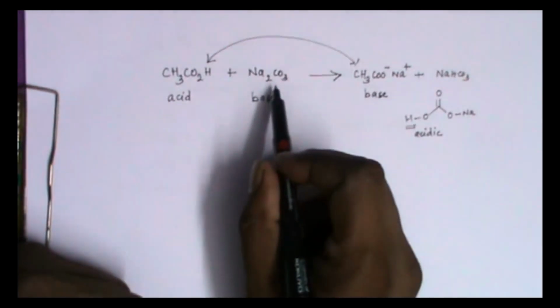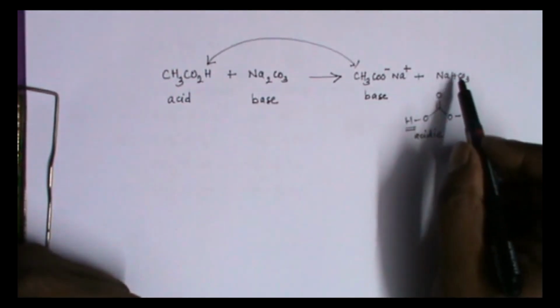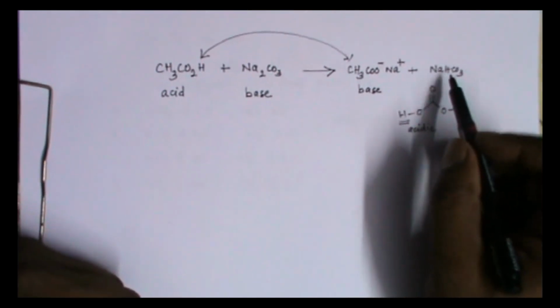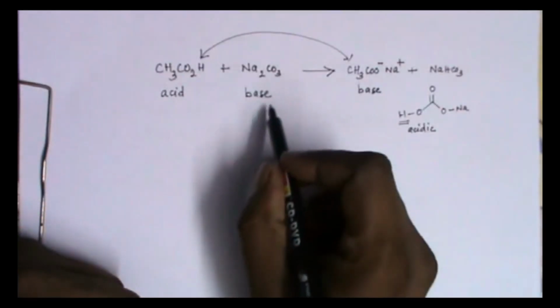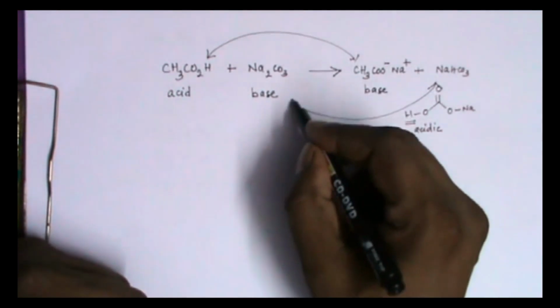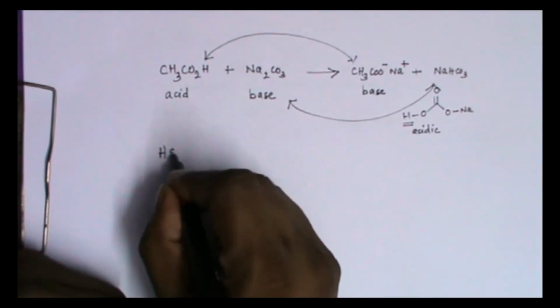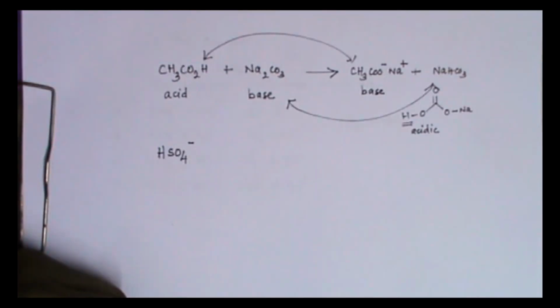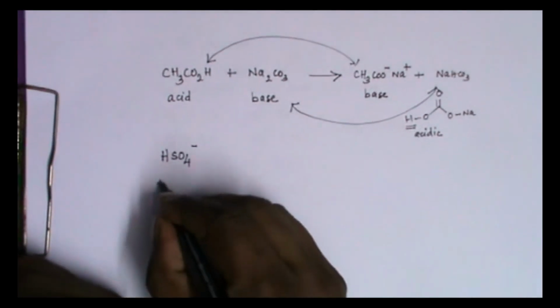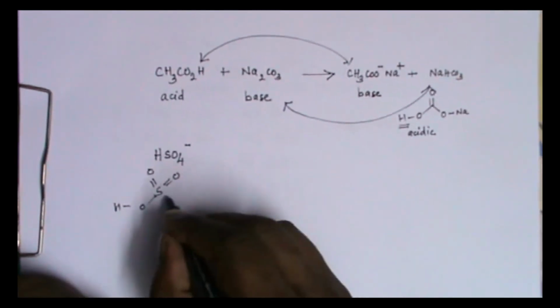Now let us compare sodium carbonate and sodium bicarbonate. Even though it is slightly basic, it has acidic hydrogen. This is base and this is acid. So these two are conjugate acid-base pairs. Now let us go to the given option. Sodium bisulfate or sodium hydrogen sulfate. When you abstract one hydrogen from sulfuric acid, what we get is this one.